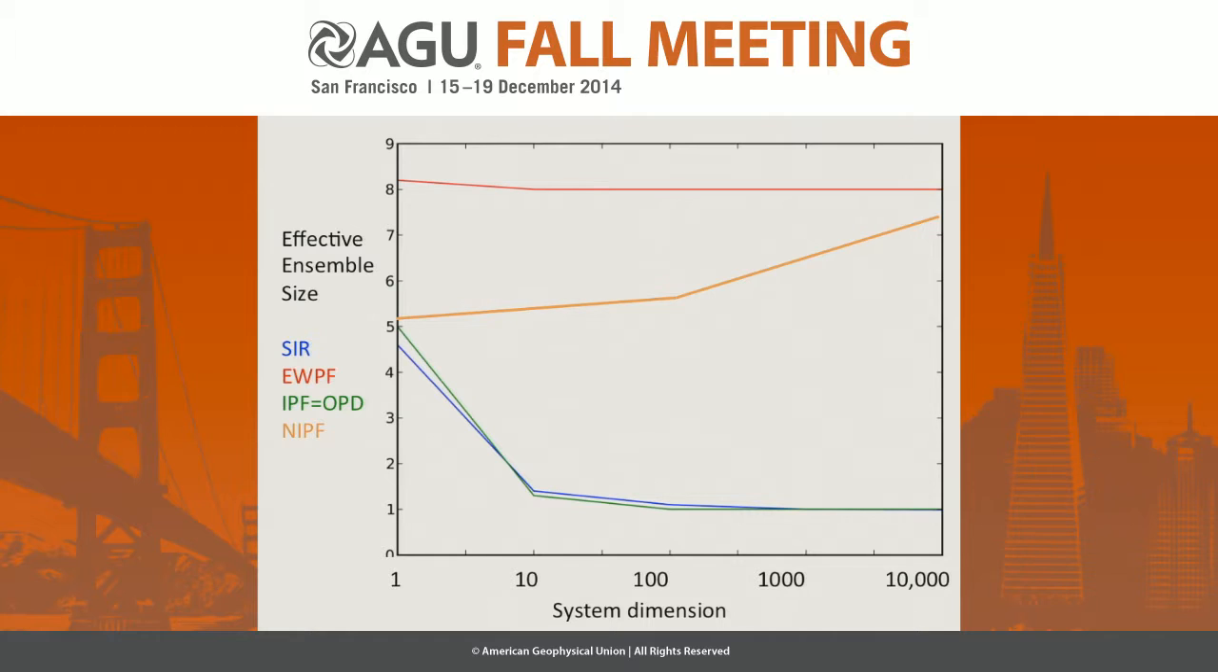Okay, I can also look at the effective ensemble size. So how many particles do I actually have in my ensemble? I start out with 10, but because of all this weighting process, of course, I lose particles. If the weight gets too low, effectively, that particle is useless. So I have here effective ensemble size from 0 to 9, again, against a system dimension.